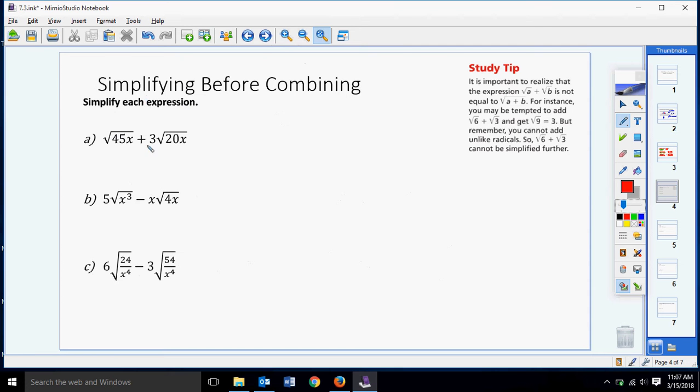Now sometimes it's not always apparent that we have like radicals. So we have to simplify this expression before we can add them.